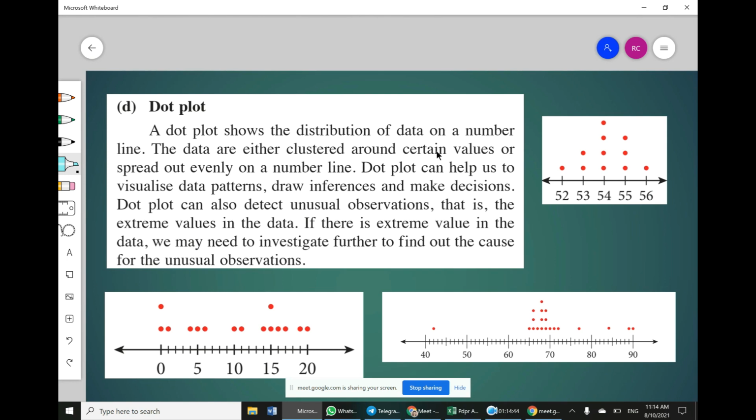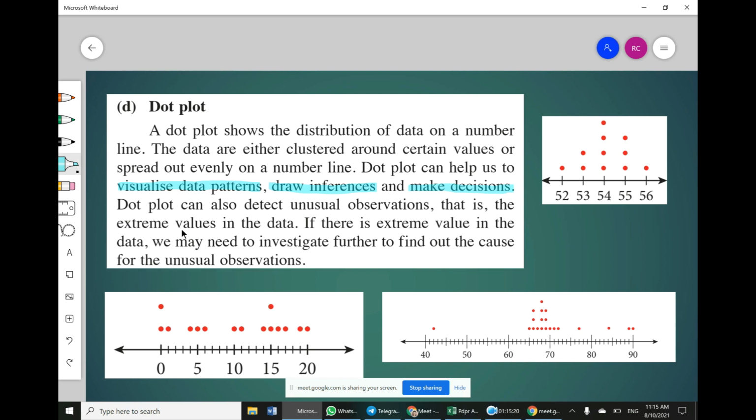So clustered around certain value, it can be like this. It is clustered around 54. Or spread out evenly on a number line. So this is spread out evenly on a number line, this one here. Dot plot can help us to visualize data patterns, draw inferences, and make decisions. So we can visualize the data pattern, and then we can draw conclusions, and then you make decisions from the dot plot.